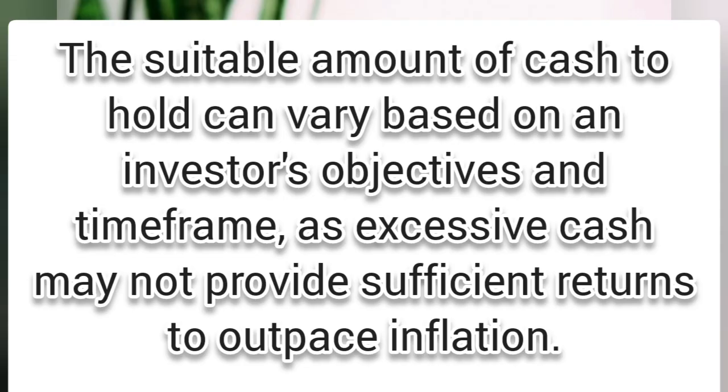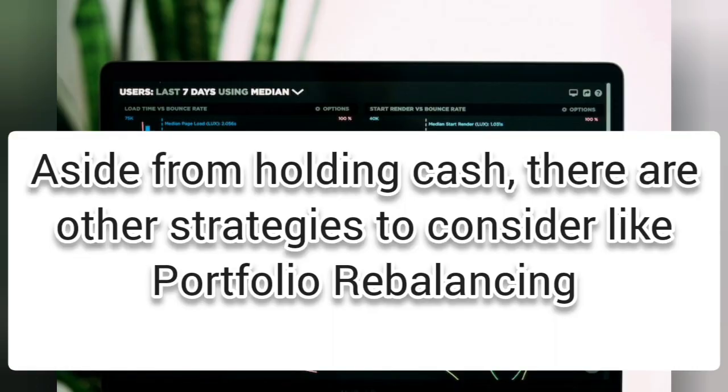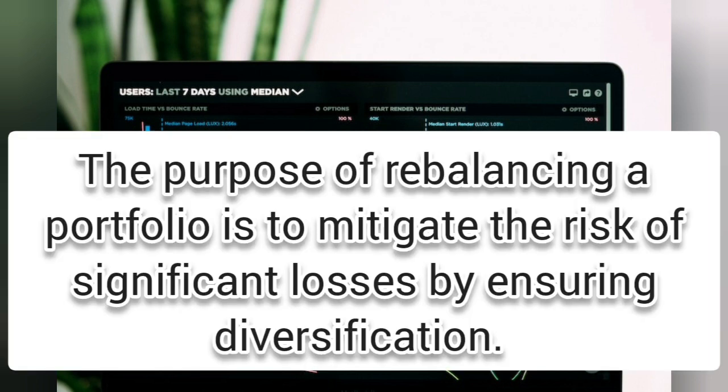The suitable amount of cash to hold can vary based on an investor's objectives and timeline, as excessive cash may not provide sufficient returns to outpace inflation. Aside from holding cash, there are other strategies to consider, like portfolio rebalancing. The purpose of rebalancing a portfolio is to mitigate the risk of significant losses by ensuring diversification.